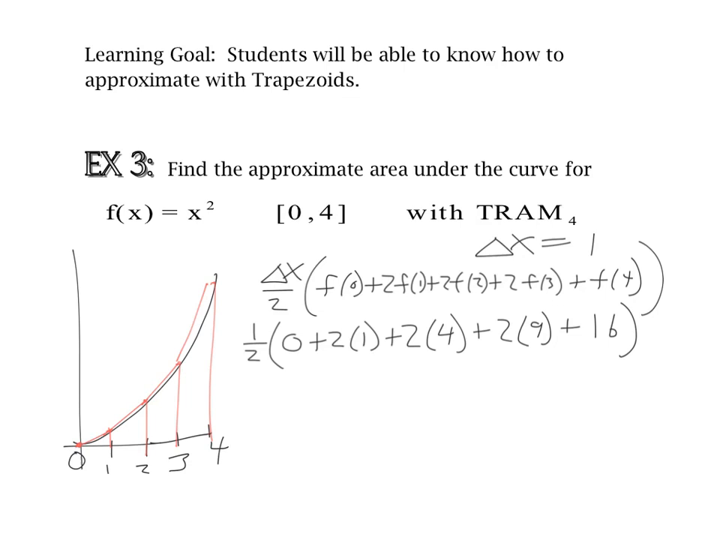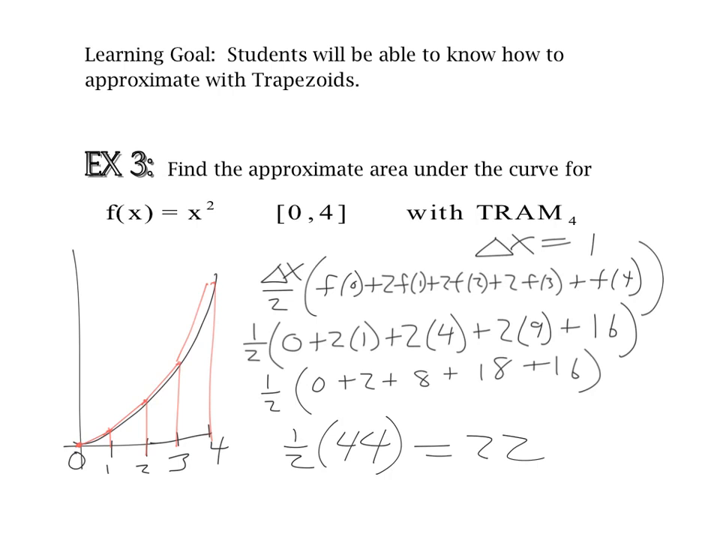So, what is this? We got 1/2, and we got 0 plus 2 plus 8 plus 18 plus 16. And from here, we're just going to add up these. So let's see, that's 10. That'd be 28. Another 10 would be 38, plus another 6 is 44. So we got 1/2 of 44, which is 22. So the cool thing here is, remember last time we had 24, now we got 22. So we got a little bit closer with 4 trapezoids rather than 2.